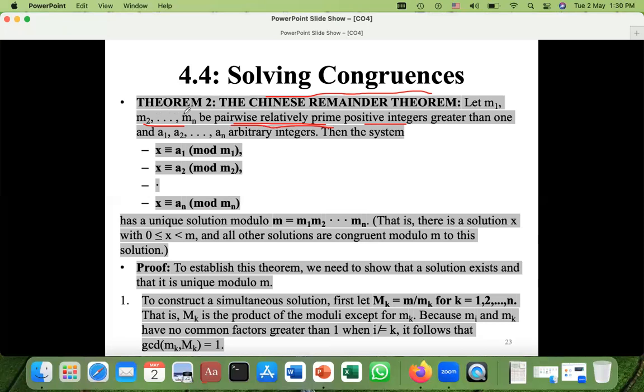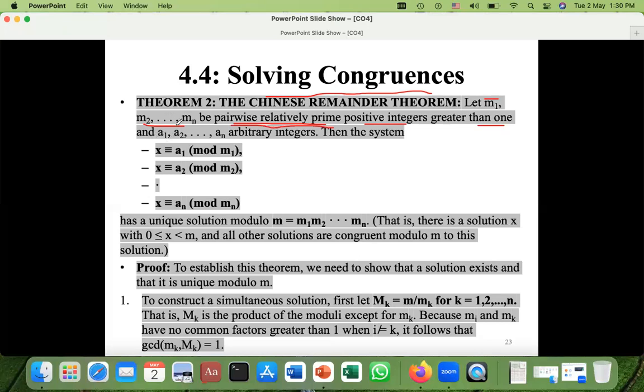And these are relatively prime positive integers, also greater than 1, because mostly we will use these m1, m2, and mn as moduli. We will use them to divide some number. So the number through which you are dividing some number should not be 0. So that is greater than 1. And if it is 1, then you don't have any effect.